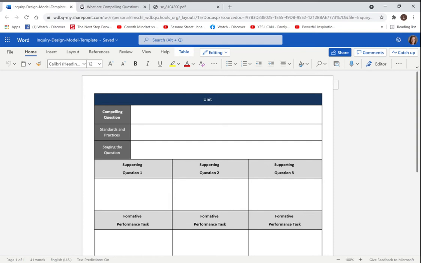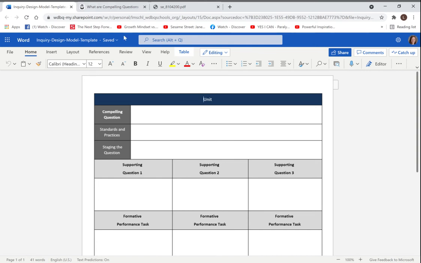Once students get to seventh grade and in eighth grade, students will help create the supporting questions so that they can determine a little bit more and have a little more ownership over what they dig into to help answer that compelling question. And then when you get to high school, you really turn the ownership over to students. Students get to help create compelling questions and supporting questions within the inquiry units.